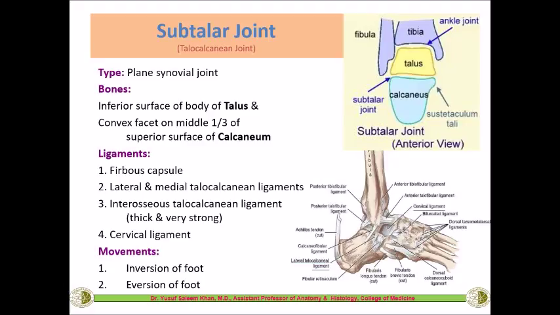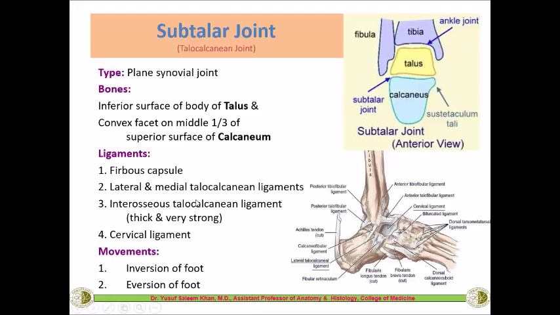What are the ligaments which help in the stability of this joint? One is the fibrous capsule, because this is a synovial joint, so it has to have a fibrous capsule. Then we have the lateral and medial talocalcaneal ligaments. If you see here, there is the lateral talocalcaneal ligament, and on the other side will be the medial talocalcaneal ligament. There is a small ligament here, which is cut. Actually it is not shown completely. This is the talocalcaneal ligament on the lateral side, and on the medial side will be the medial one.